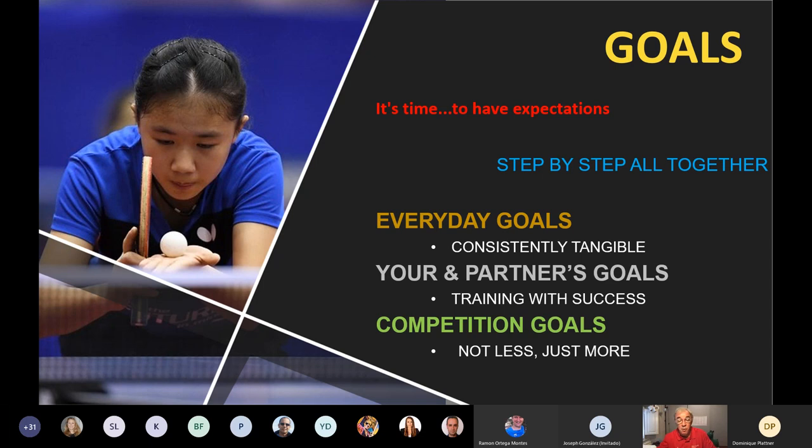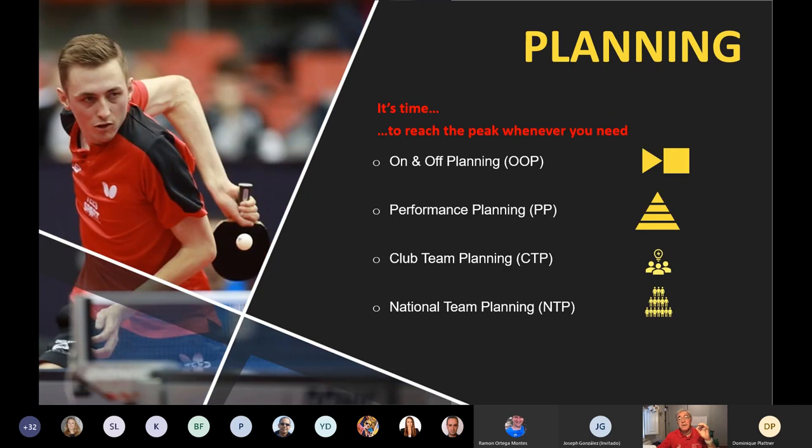So the next, as Dominic said, is the planning. This time we have a few things the same, as you can see, club and national team planning. But this time, due to the volume of competition and training, we have on and off planning for the player. You have to deal with this because you have a player one day, maybe you don't have him for the next 2 days because he has other stuff.